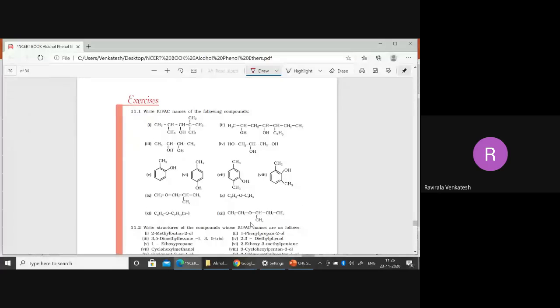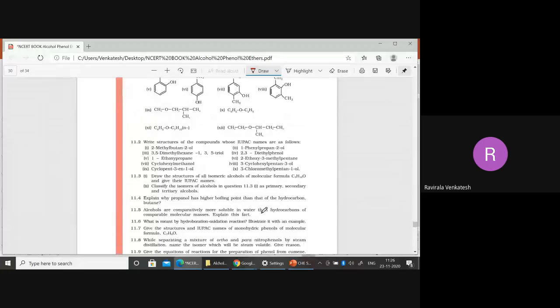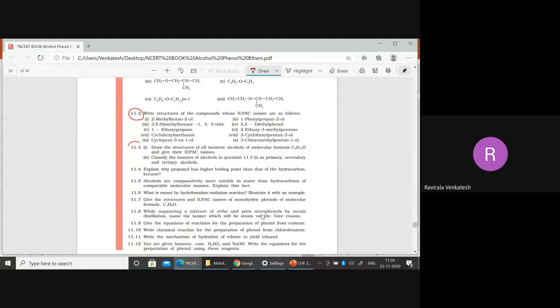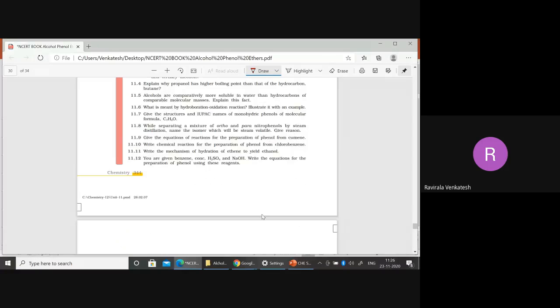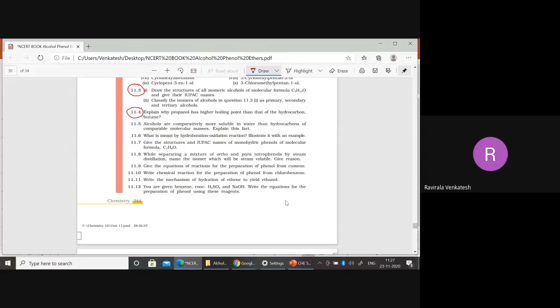Today's exercise is 11.1, IUPAC nomenclature. Try to complete this one, 11.2, this one also, 11.3. Now we already discussed 11.4 also. Explain why propanol has a higher boiling point than hydrocarbon: because of hydrogen bonding. And alcohols are comparatively more soluble, this is also because of hydrogen bonding. In both cases, the answer is hydrogen bonding.